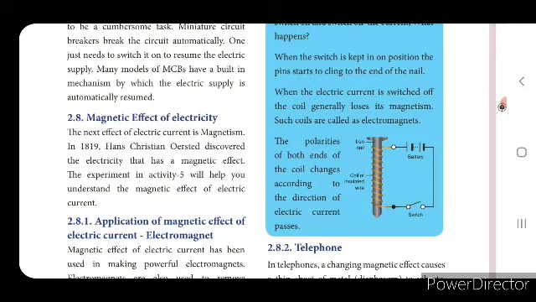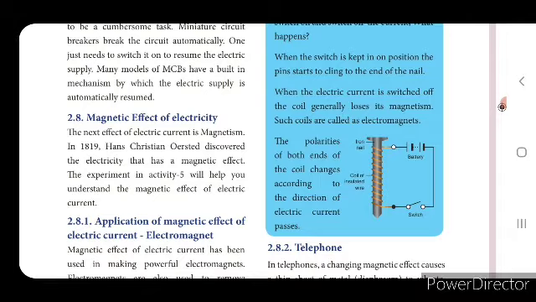Here we are taking one iron nail, coiled by means of electrical wire, and it is connected to a battery. One end is connected to the battery, another end is connected to a switch. When the switch is on, the current will be flowing through the coil around the iron nail and it starts to cling. When the passage of electricity is stopped, the iron nail loses its magnetic power. This type of magnet we call an electromagnet.